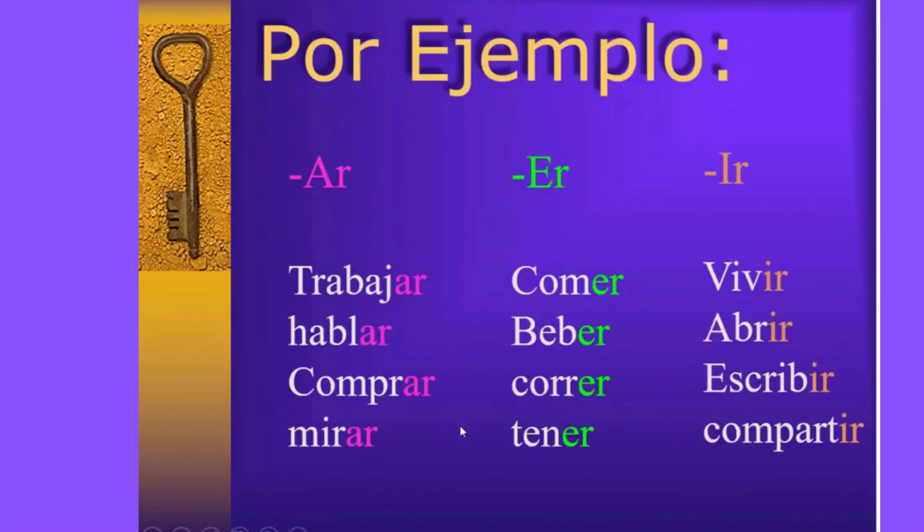Let's see some examples. AR ending for the infinitive. So you have trabajar. Well, I know that trabajar means to work. To work. How do I know? Well, it's an AR verb, ends in AR, so I know I need to interpret this word as "to work." Hablar, to speak or to talk. Comprar, to buy. Mirar, to watch or to see.